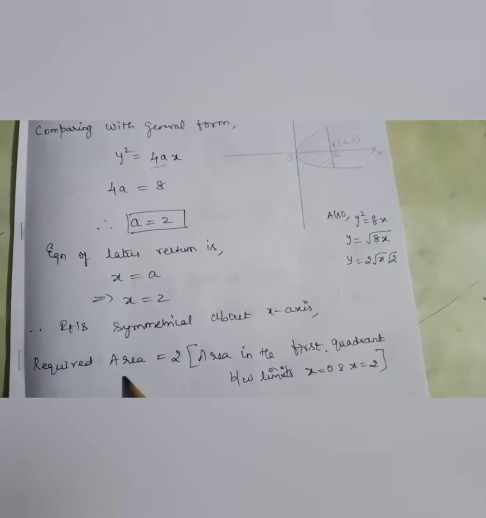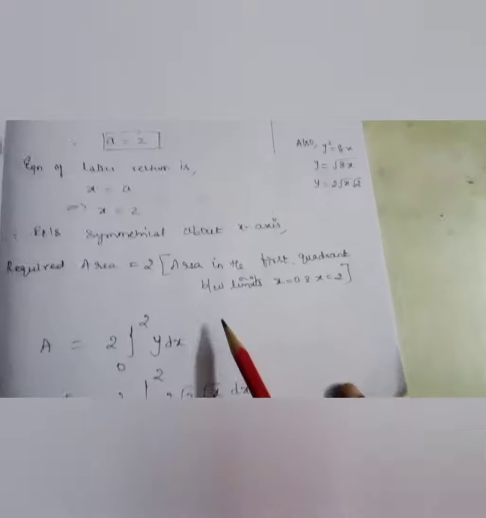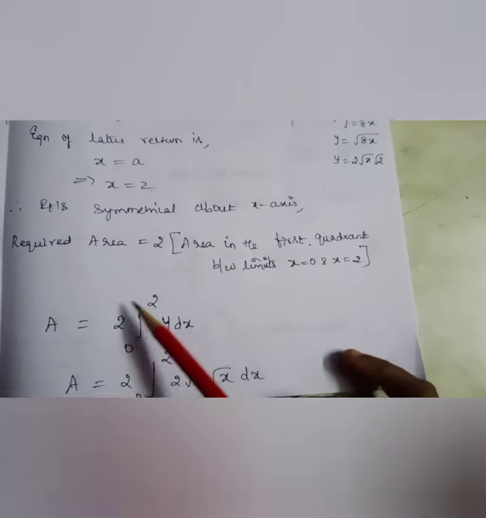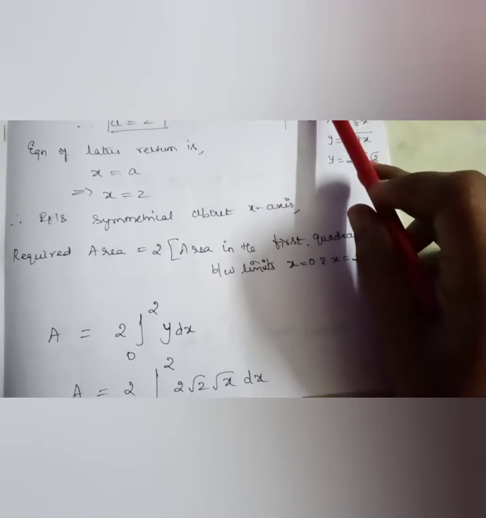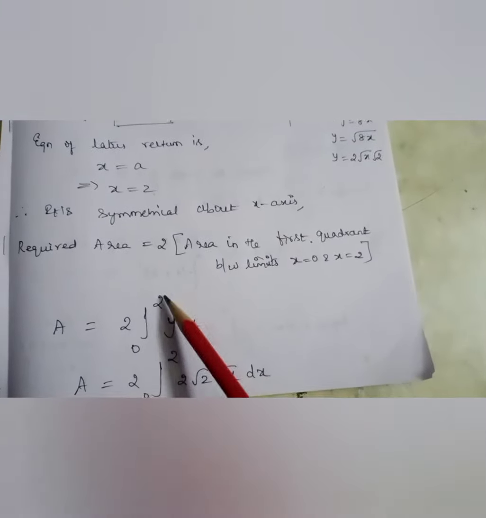So obviously the required area will be the area in the first quadrant between the limits x equal to 0 and x equal to 2. So A is equal to twice, since the parabola is symmetrical about the x-axis, twice into integral 0 to 2 y dx. Why we are having it to be 0 to 2? Because that is the measurement it is having.